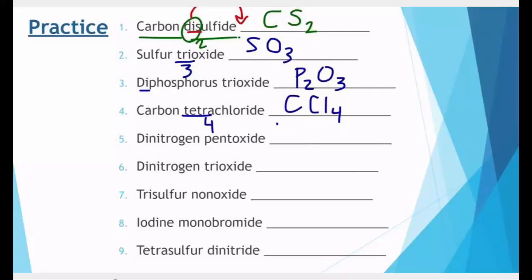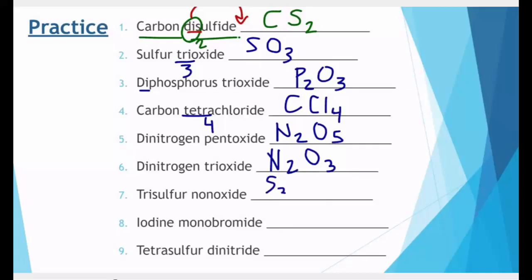Dinitrogen, sorry about that. Nitrogen is N. Dinitrogen means we have 2 of them. Pentoxide, pent means 5, so I have 5 oxygens here. Number 6 is very similar. It still starts with dinitrogen, so we're still starting with N2, but then this is trioxide, so we have 3 O's. Another example of the same elements making compounds with different ratios, different numbers in them. That's why we have to use these prefixes, because both of those are perfectly legitimate, stable compounds.